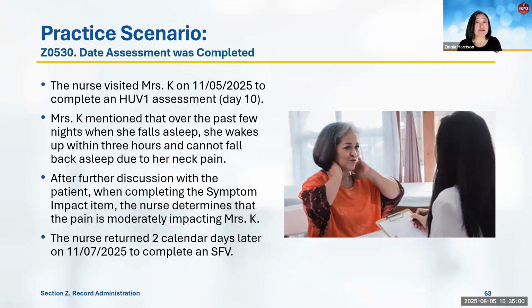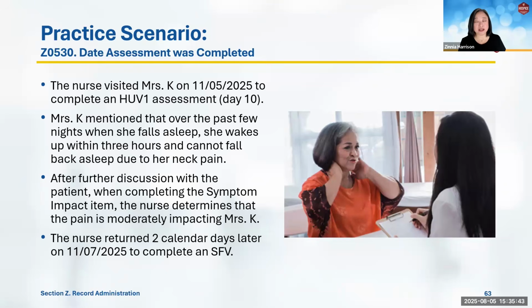Thanks, Brenda. And this is our final one. Okay, I hope everybody responds to this one. It's the last one. The nurse visited Mrs. K on November 5th, 2025 to complete an HUV1 assessment, day 10. Mrs. K mentioned that over the past few nights, when she falls asleep, she wakes up within 3 hours and then cannot fall back asleep due to her neck pain. After further discussion with the patient while completing the symptom impact item, the nurse determines that the pain is moderately impacting Mrs. K. The nurse returned 2 calendar days later on November 7th to complete the SFV.